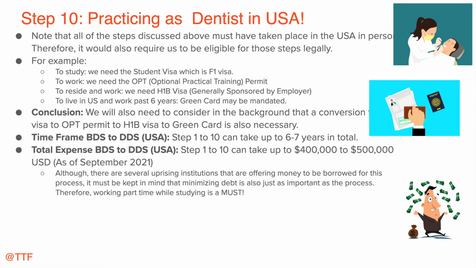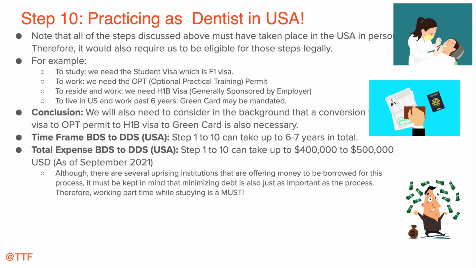Well, for example, if you want to study, you need a student's visa, which in the States is called F1 visa. To work, we need OPT, which is known as Optional Practical Training Permit, just like a work permit, after studying on F1 visa. And then to reside and work later on, you need H1B visa, which is literally just a residential and a work permit visa, lasts about 3 to 6 years, and you're generally sponsored by your employer at that time. Now, to live in the US and work past the 6 years, either you need to renew your H1B or you need to apply for your green card and citizenship afterwards. It could be mandated in the future, we don't know.